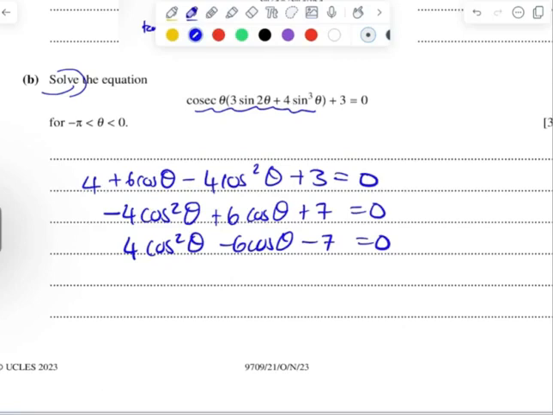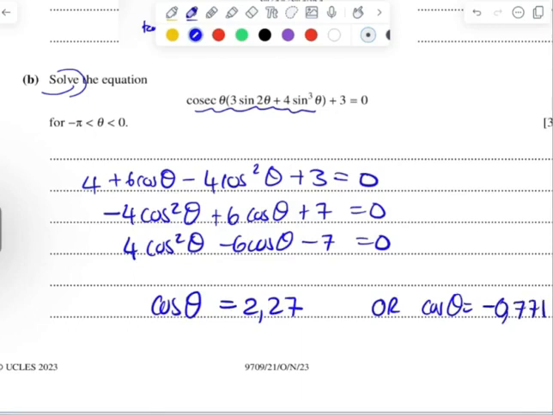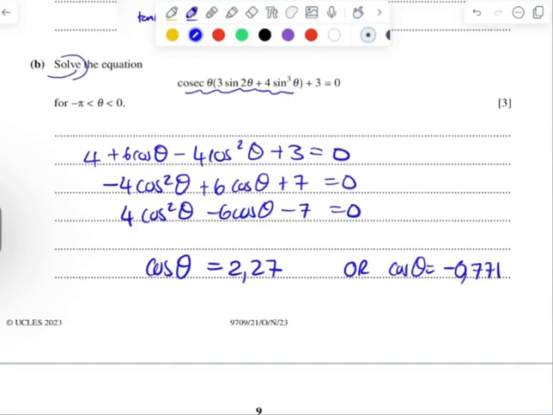Okay, our first answer, oh, it's not so straightforward. So we've got 2 answers here from our quadratic formula. Our first one is cos theta is equal to 2.27, and the second one is minus 0.771.